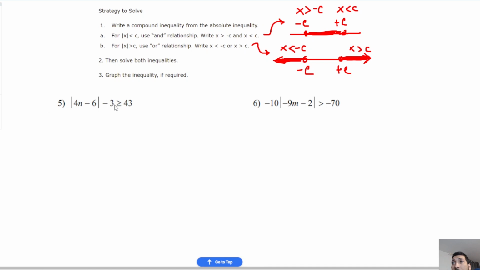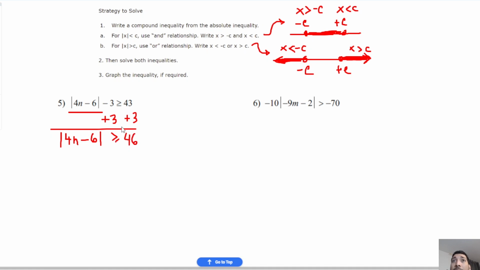Let's look at this number 5 here. We have absolute value quantity of 4n minus 6 minus 3 greater than or equal to 43. Now again, the first task is to isolate this absolute value quantity and then apply this relationship. So first we add 3 on both sides. If we add 3 on both sides, we get absolute value quantity of 4n minus 6 greater than or equal to 43 plus 3, that is 46.